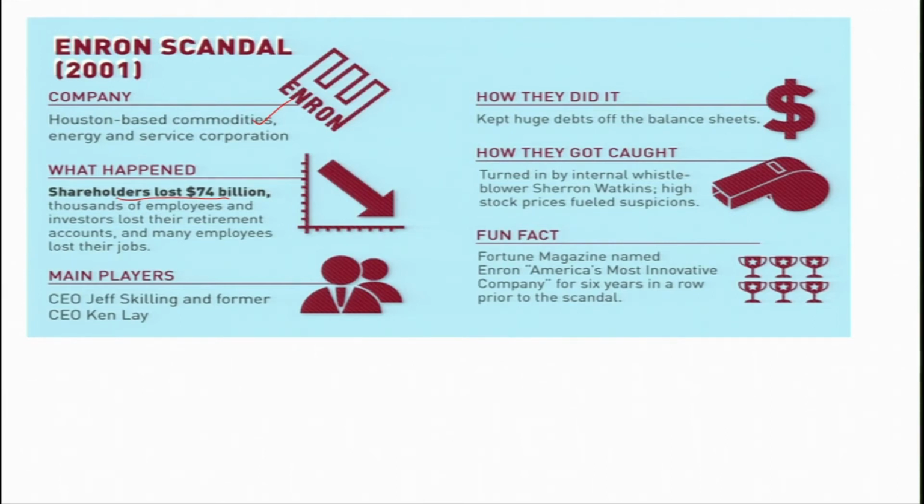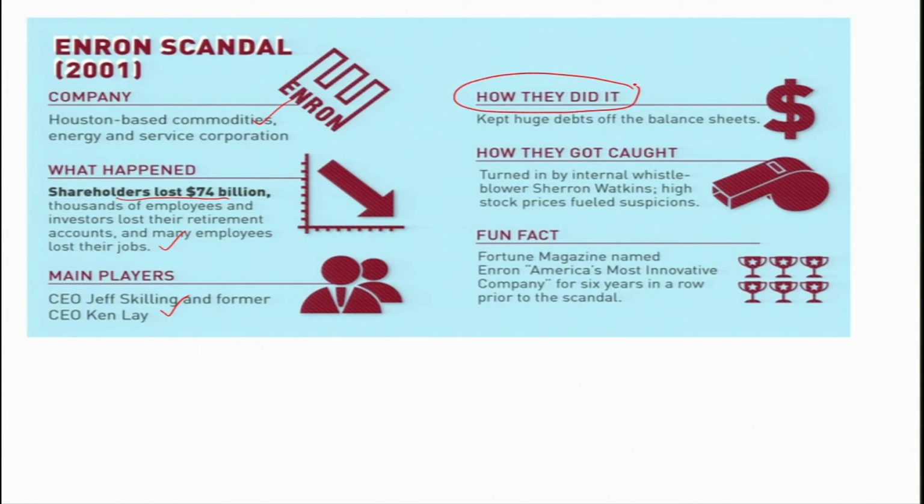Coming to the investors part, many people put their money in mutual funds, and many mutual funds invested in this company, Enron. They are the shareholders of Enron as well. So many people lost their jobs as well. So who are the main players? These are the main players, and what they did, what the scandal is all about.